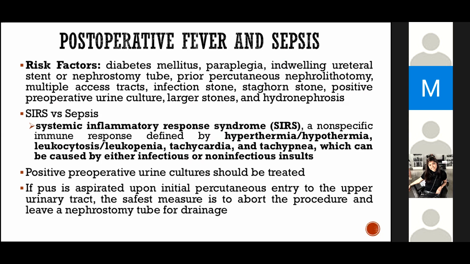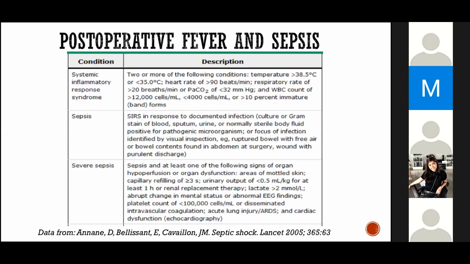Usually those patients with fever post-operatively are just experiencing SIRS or systemic inflammatory response syndrome, which is a non-specific immune response. It is specifically defined by two or more of the following conditions: temperature greater than 38.5 or less than 35, heart rate of greater than 90 beats per minute, respiratory rate of greater than 20 breaths per minute or PaCO2 of less than 32 millimeters mercury, and WBC counts of greater than 12,000 cells per ml or less than 4,000 cells per ml, or greater than 10% immature band forms.